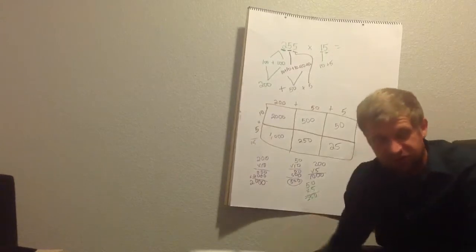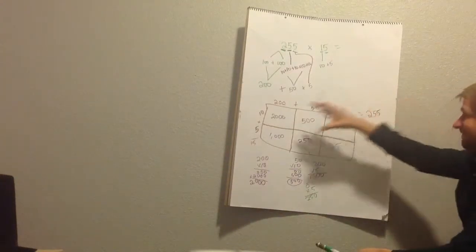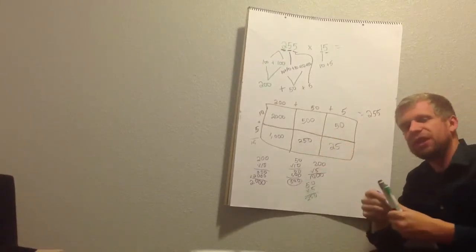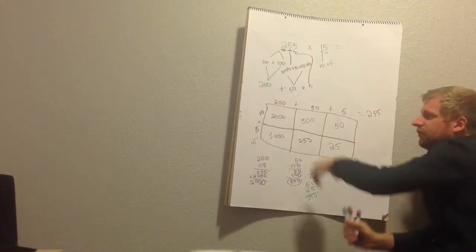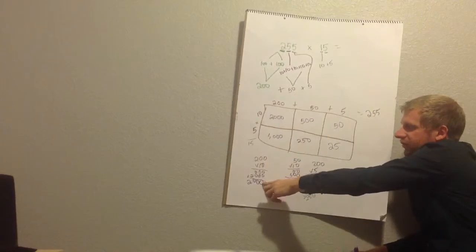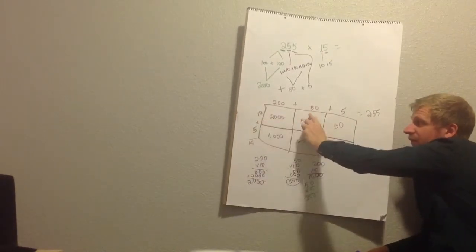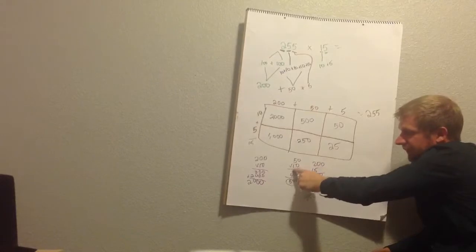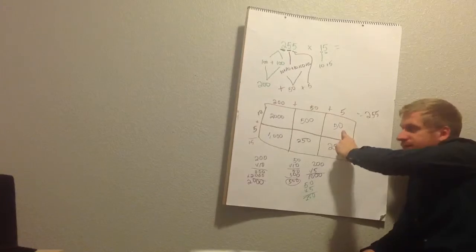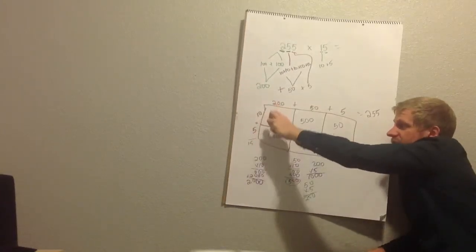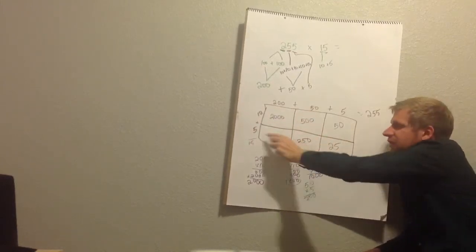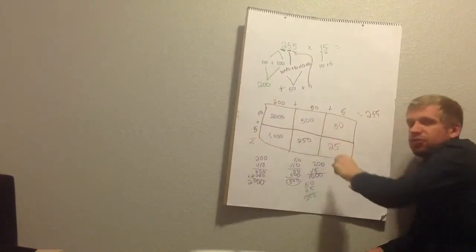Whew. This part is done. Now we must do the last step in this whole thing. We must add all these together. But before I do that, I'm going to backtrack. I want to look at how we got everything. So we got 2,000 by going 10 times 200. And then we got 10 times 50 equals 500, and we checked that using the algorithm. And then we did 10 times 5, which gave us 50. Then we moved down here and we did 5 times 200, which is 1,000. And we did 5 times 50, which gave us 250. And then we did 5 times 5, which gave us 25.